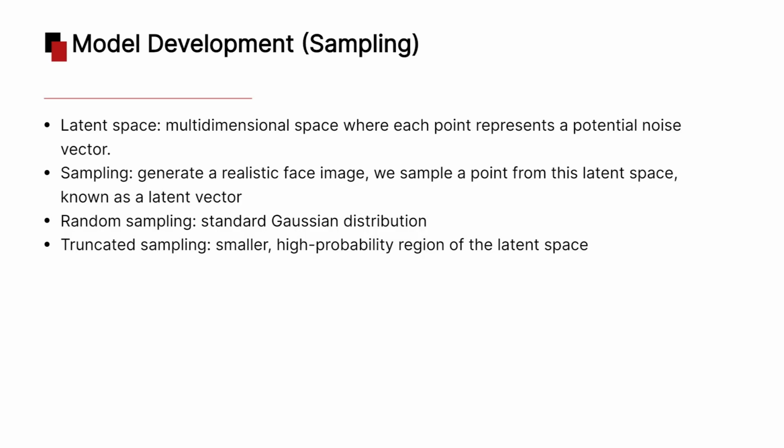By adjusting the truncation threshold, we balance diversity, variety in generated faces, and quality, realism and fidelity. A lower truncation value leads to safer, more polished images but less variety, while a higher value produces more novel but occasionally flawed faces. This sampling strategy is key to controlling the output characteristics of the face generator, enabling applications that require both realism and diversity.